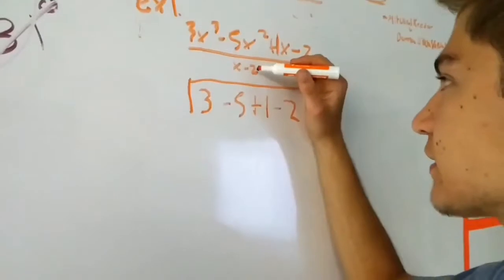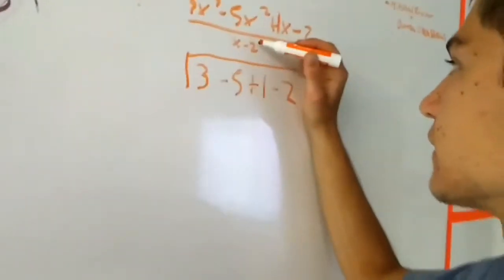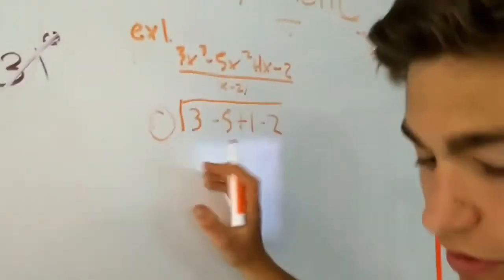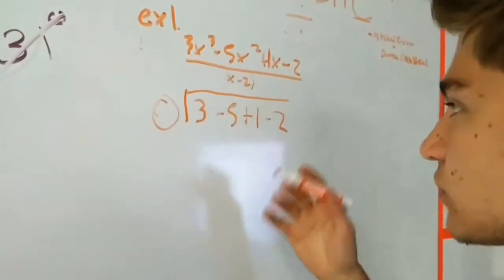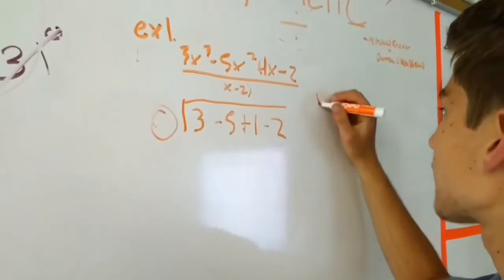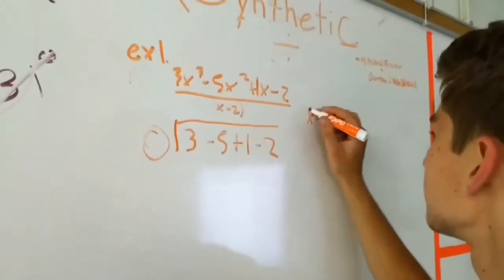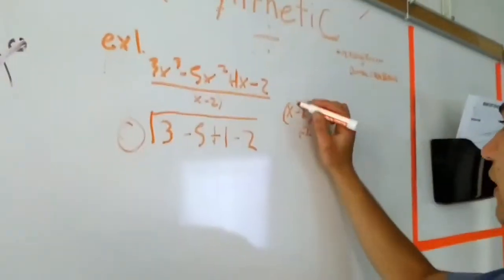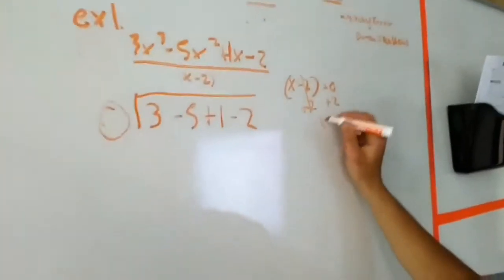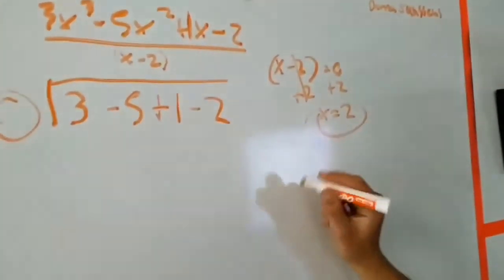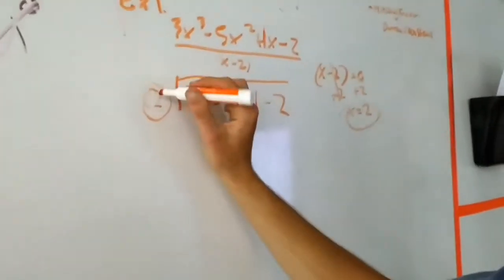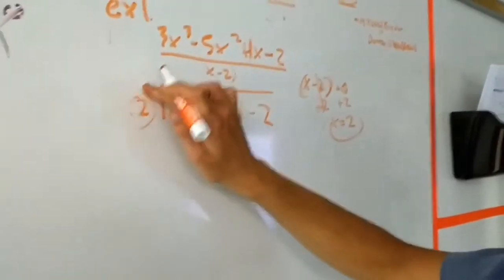And then you're going to take this. What goes here, what you're dividing by in synthetic division, you're going to take the x minus 2, set it equal to 0, x equals 2. So that's what is going to go here. 2.